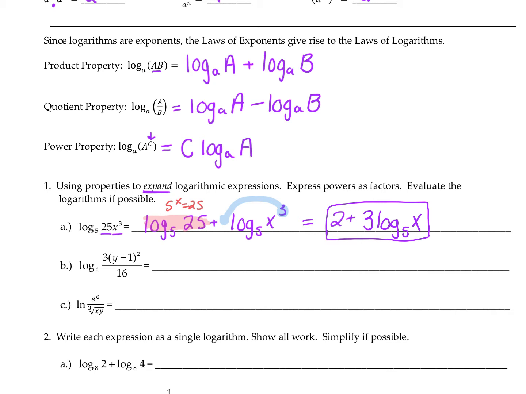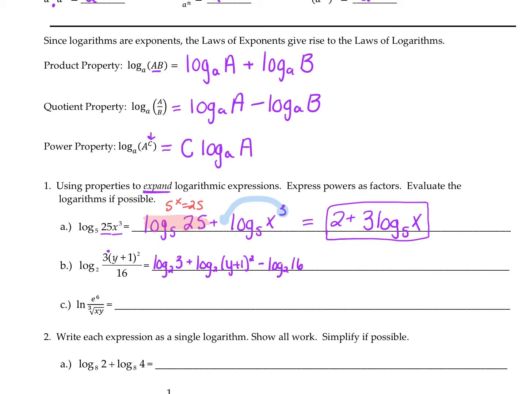In this next one, we're going to do a couple things. So first I have 3 times this top, and then I have it divided by 16. So I'm going to have addition for the top and subtraction for the denominator. So first I'm going to have log base 2 of 3 plus log base 2 of (y plus 1) squared minus log base 2 of 16.